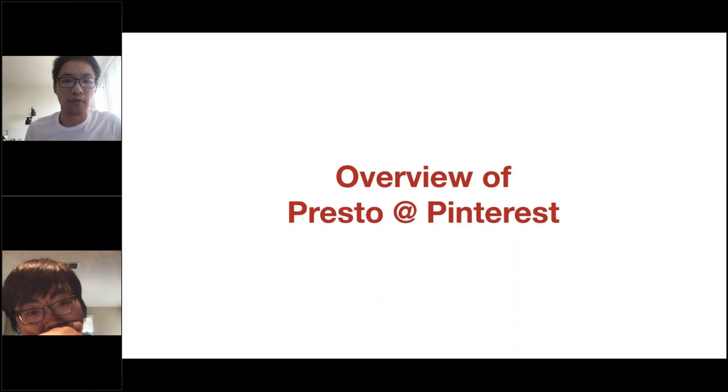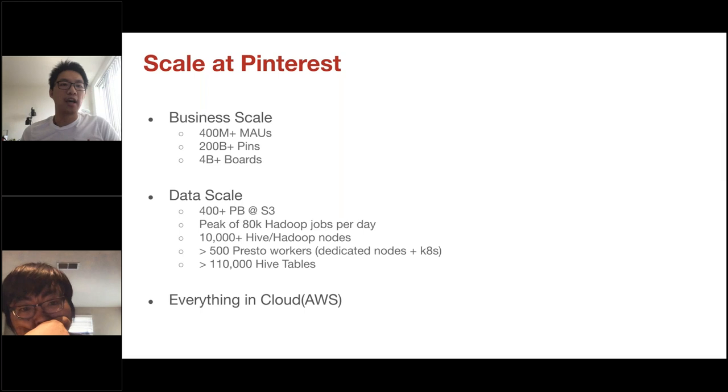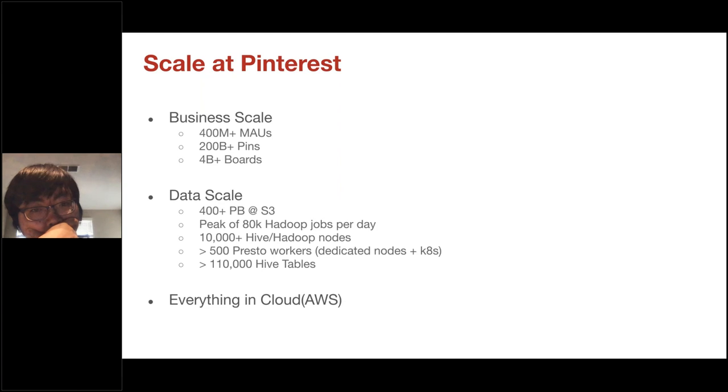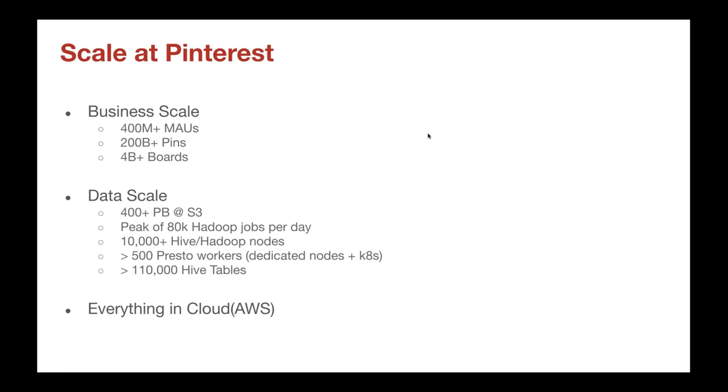Let's go over the overview of Presto at Pinterest. Before that, we would like to share how much data scale we have at Pinterest right now. Pinterest, as you might already know, has 400 million monthly active users. Pinterest consists of lots of pins and boards. We have roughly 200 billion pins and 4 billion boards. Right now, all our infrastructure is running on AWS. We have about 400 petabytes of data on S3, about 80,000 Hadoop jobs, and 110,000 Hive tables. This is roughly our data scale.